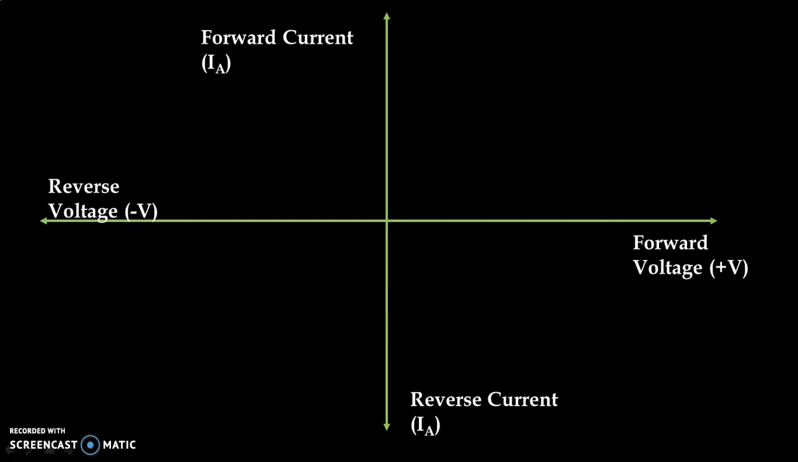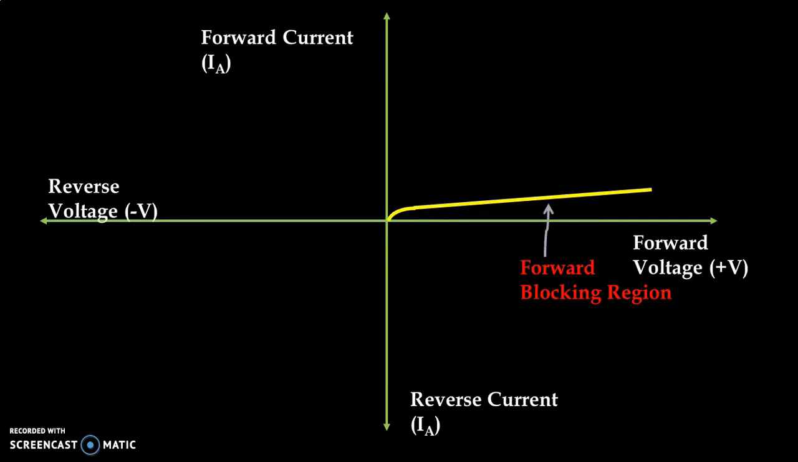When we apply forward biased voltage between anode and cathode and the gate is kept at 0 voltage or open, only the leakage current flows between anode and cathode, because junctions J1 and J3 are both forward biased, but junction J2 is reverse biased. The depletion region across junction J2 has increased, and that will block the conduction of the current, and that region is known as the forward blocking region.